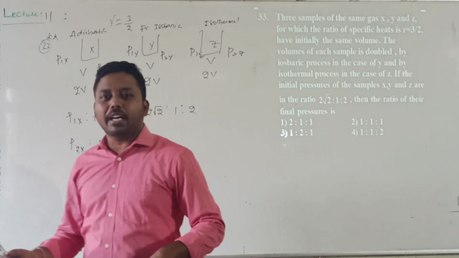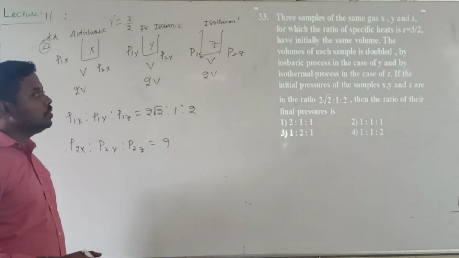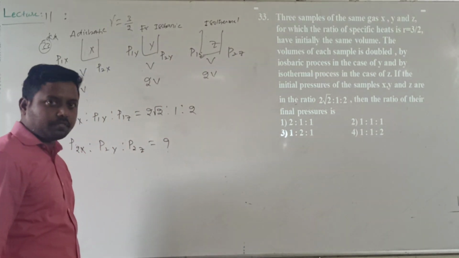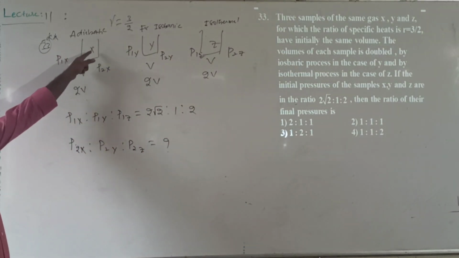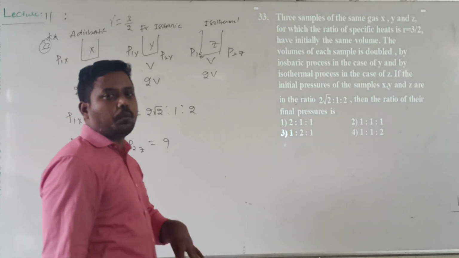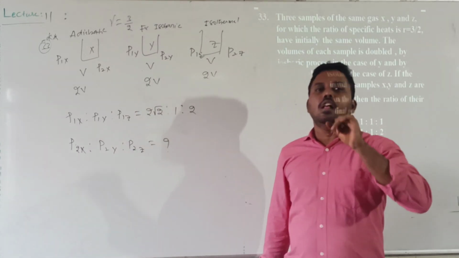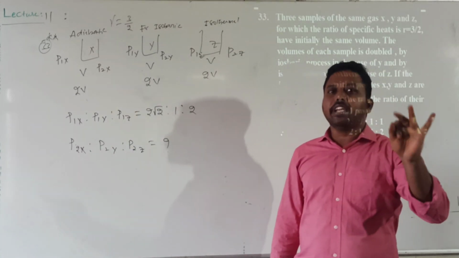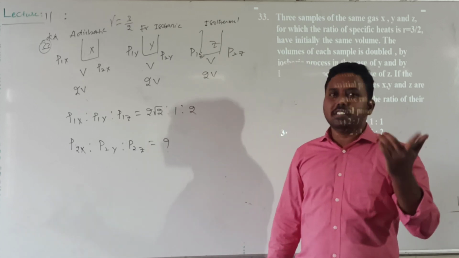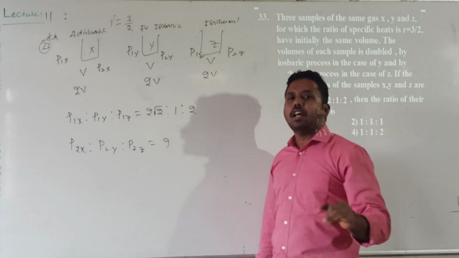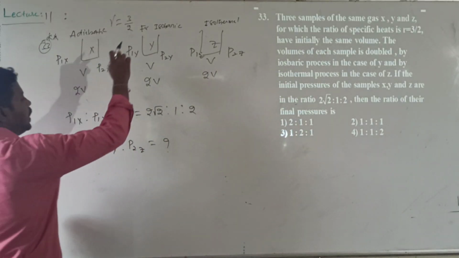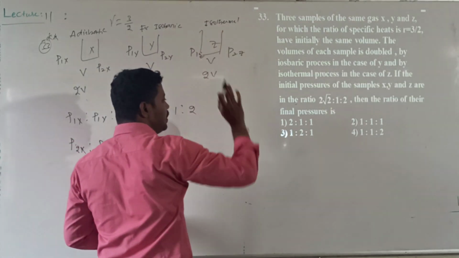For X, in the question it is not clearly given. For X it is adiabatic. If you read the question, you will get only that Y is isobaric and Z is isothermal. But they would have given X as an adiabatic process. Because there are a total of 4 processes: isothermal, adiabatic, isobaric, and isochoric. Anyhow, here volume is not constant. Volume is changing, so none of the processes are isochoric. The remaining 3 are there: one adiabatic, one isobaric, and another isothermal.